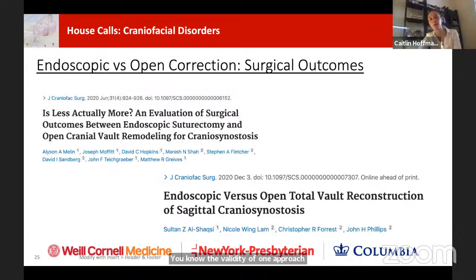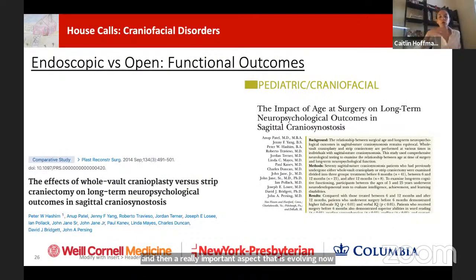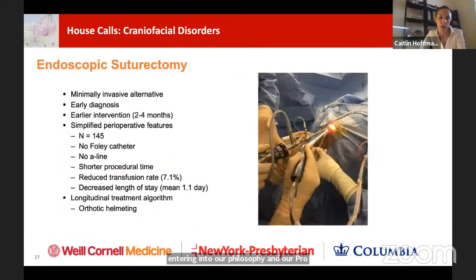And then a really important aspect that is evolving now is our understanding of neuropsychological outcomes with one approach versus the other. There has been a lot of evolution of the data over the last year, predominantly from Dr. Persing's group, although we have just now opened a clinical trial to start looking at the neuropsychological outcomes of our patients as well, because our volume is so high and we have such a wonderful neuropsychology team. Does the age at intervention impact a child's neuropsychological outcome following these procedures? Does it have to do with whether endoscopic or open techniques are employed? Is it none of the above, and this is just simply a child's constitution and natural history? These are very important questions that are starting to come to the forefront and that are entering into our philosophy and our approach in terms of which surgical technique we choose.